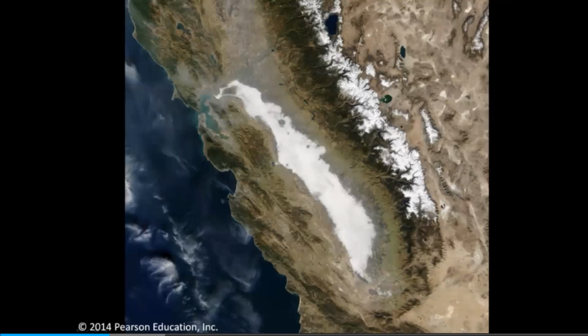The first is a radiation fog. This is a kind of fog, shown here in California's San Joaquin Valley, that forms on cool, clear, calm nights. This is basically when the ground is radiating away heat pretty quickly, and as a result, the ground cools off a whole lot. That can cause the air very close to the ground to be cooled below its dew point. The water will condense out of the air and form a fog.